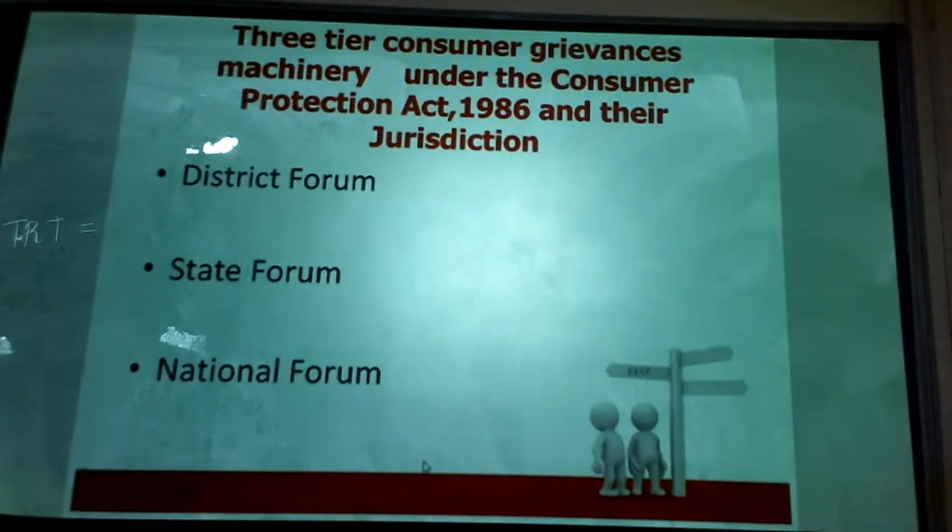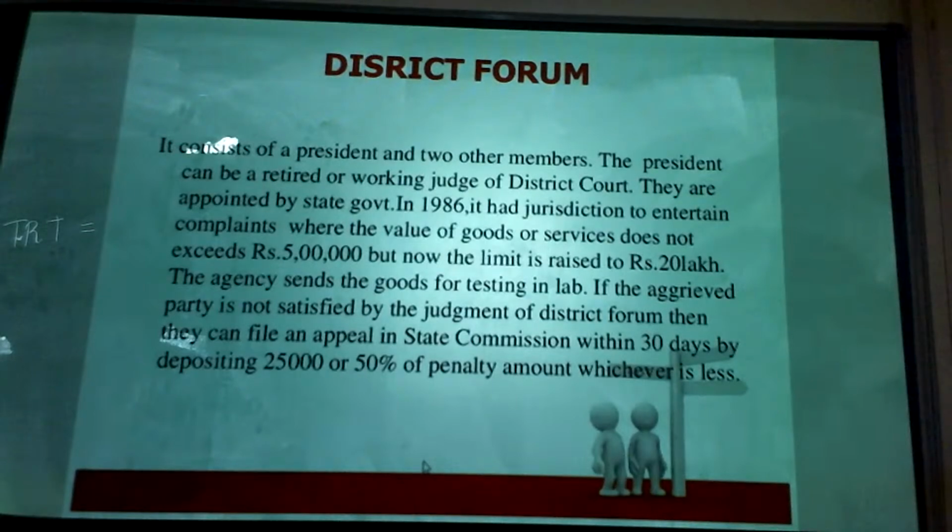Next one is the major thing: the consumer redressal agencies, established under the Consumer Protection Act 1986. It is very important in your Bangalore University question paper. In question papers of all years there is definitely one question on consumer redressal agencies under the Consumer Protection Act. So you must understand that concept, mainly the three or four agencies. The first one is the district forum. Let us go one by one.